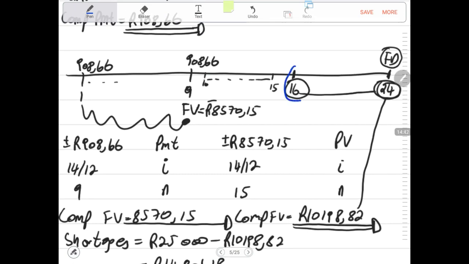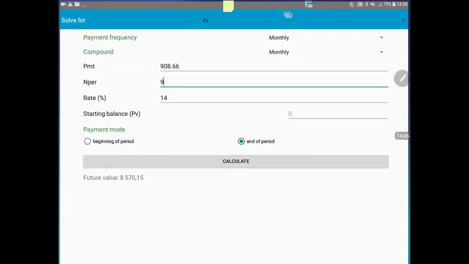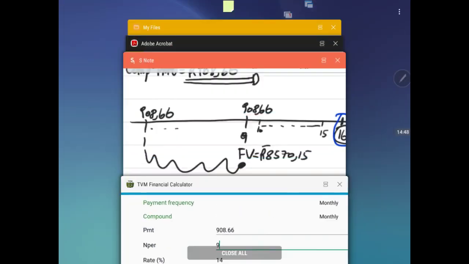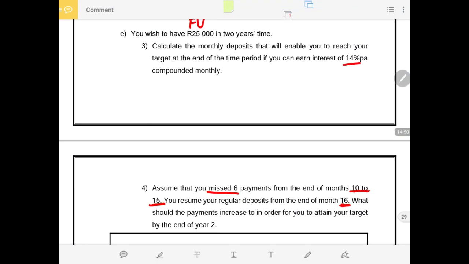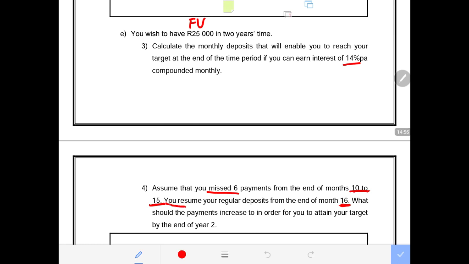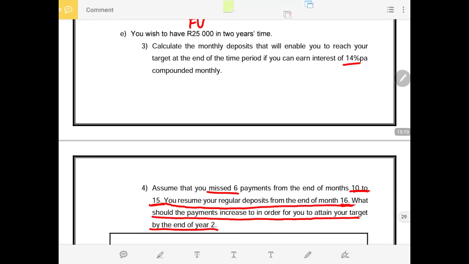starting from month number 16, because we resumed the payment in month number 16, although there was a pause from month number 10 to 15. Now it says you resume your regular deposits from the end of month number 16. What should the payments increase to in order for you to attain your target by the end of 2 years? So now we are resuming the payments.